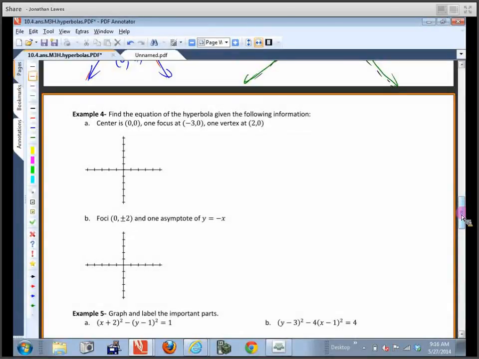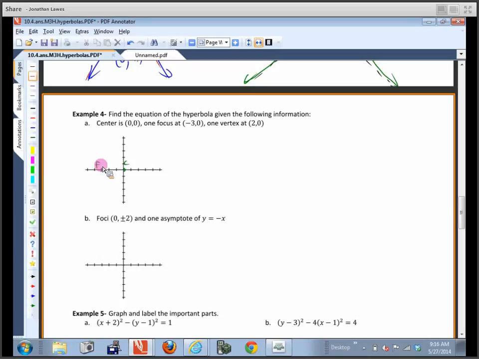Okay? All right? Okay, so on this problem right here, it says find the equation. It doesn't say graph it, it just says find the equation. So the center is at 0, 0. Focus is at negative 3, 0. So I've got a center here and then a focus at negative 3, 0. So I've got a focus right there. Which variable is positive?